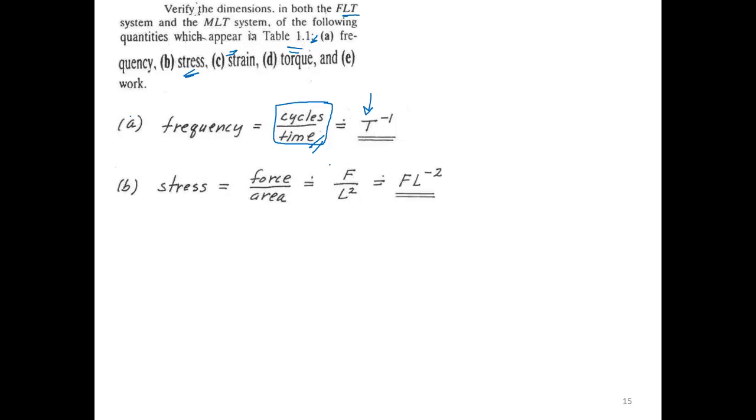But they're asking also to find the MLT, so we need to transfer this force into the MLT system. And we would go to table 1.1 and look up the force. Unfortunately I can't see it. It's MLT to the minus 2.